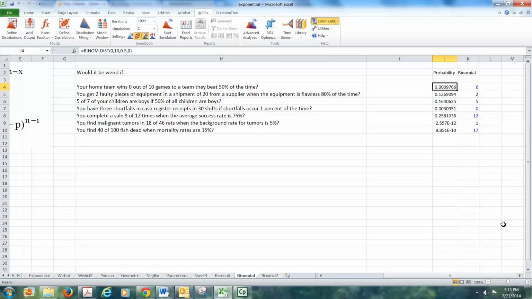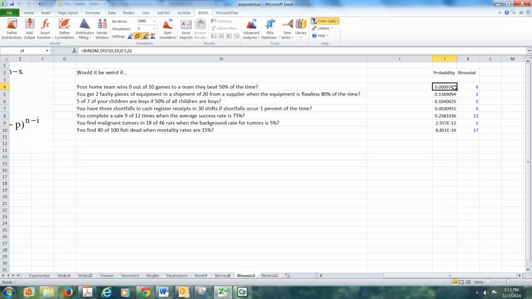We can use probability. Deciding what's weird is a subjective judgment, though. So for the moment, let's say that something that happens 5% of the time or less is weird. Then that clearly makes this outcome of you winning no games out of 10 weird.